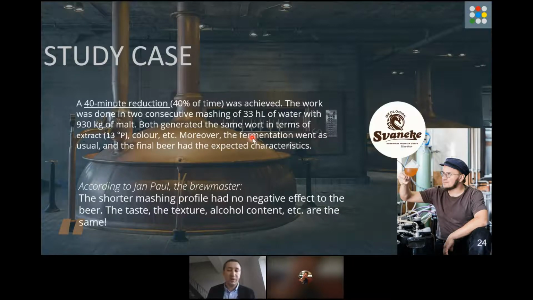Quoting directly the brewmaster, Jean-Paul, who is a brewmaster with a very good reputation worldwide, I would say, he's usually making consultation jobs all around the world. But what Jean-Paul said was that the shorter mashing profile had no negative effect to the beer. The taste, the texture, alcohol content are the same.